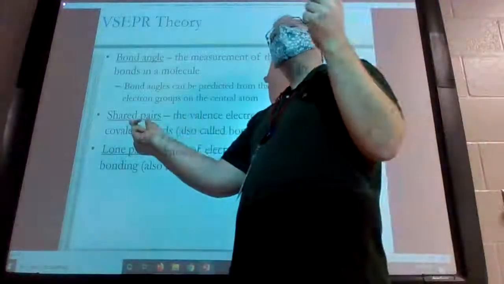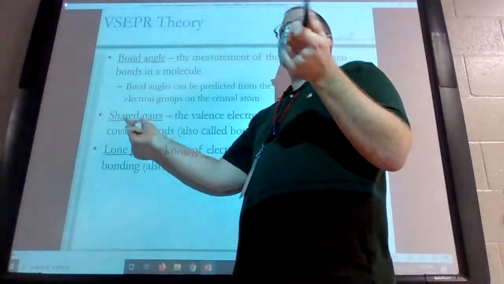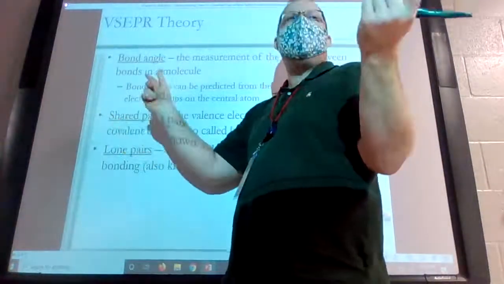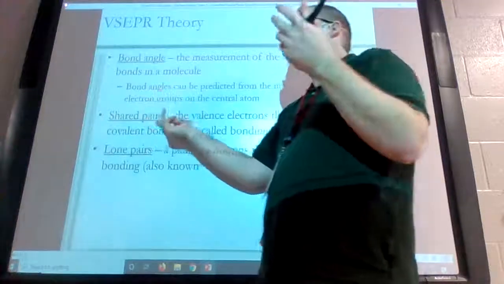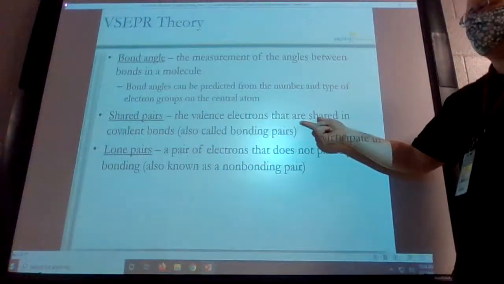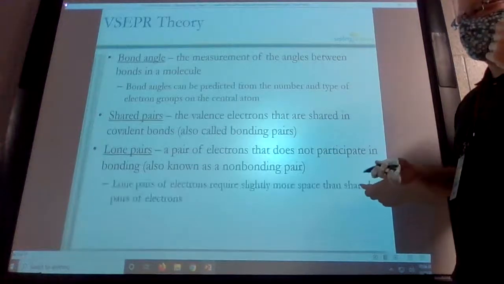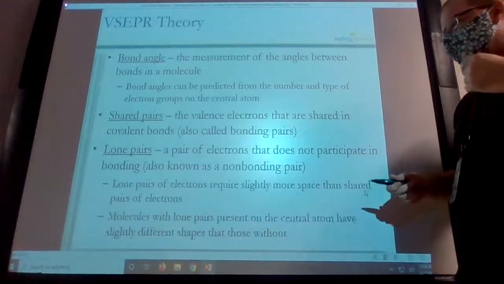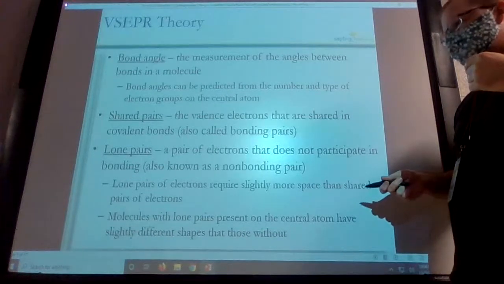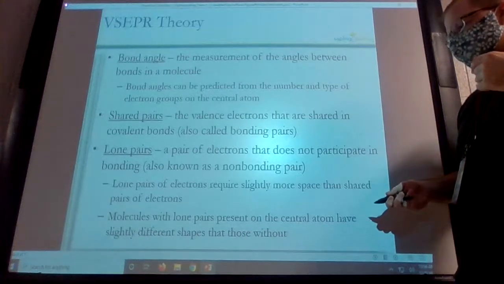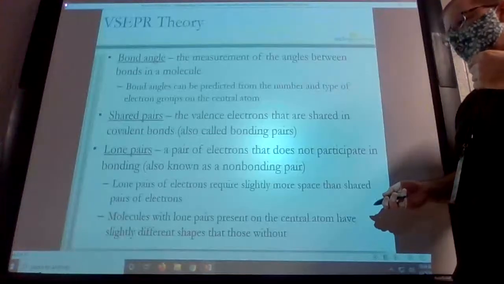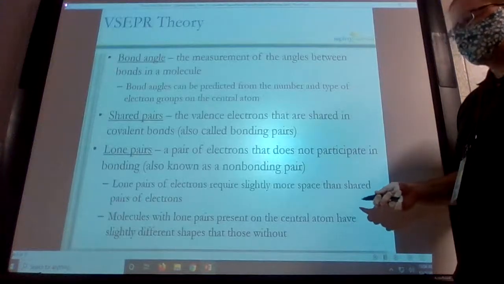Shared pairs are going to be your bonding electrons. They're shared in between two atoms, which by definition makes them a bond. So shared pairs are the valence electrons that are shared in covalent bonds, also called bonding pairs. Lone pairs require slightly more space than shared pairs. Molecules with lone pairs present on the central atom have slightly different shapes than those without.